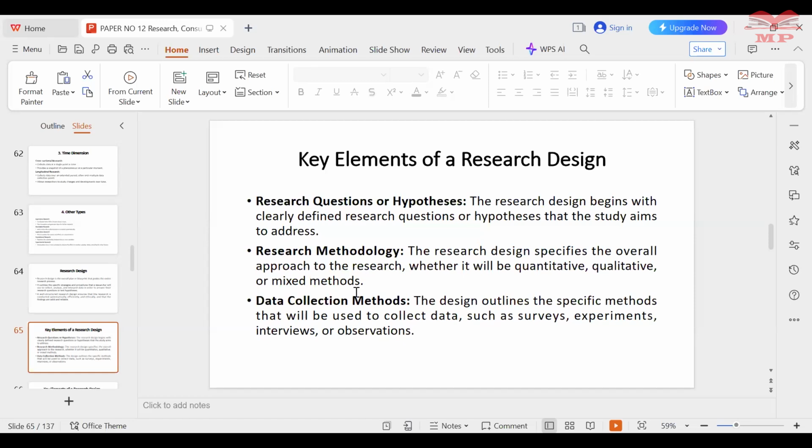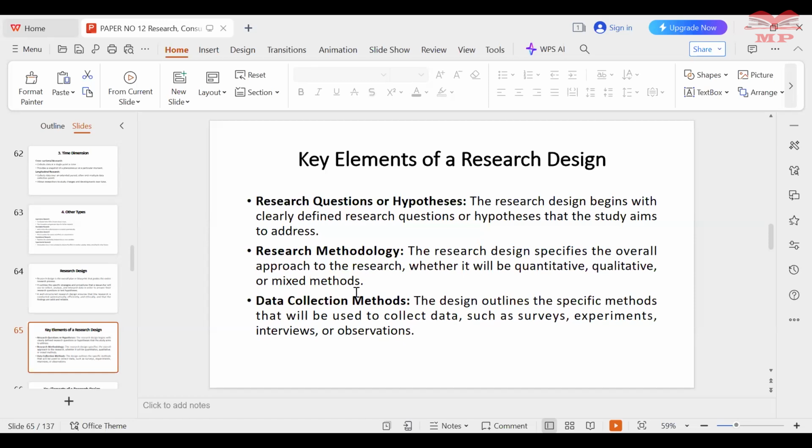Then when you look at the research methodology, the research design will specify the overall approach to research, whether it will be quantitative, whether it will be qualitative, whether it will adopt mixed methods. So that will also be a key element, research methodology in research design. Then the data collection method.